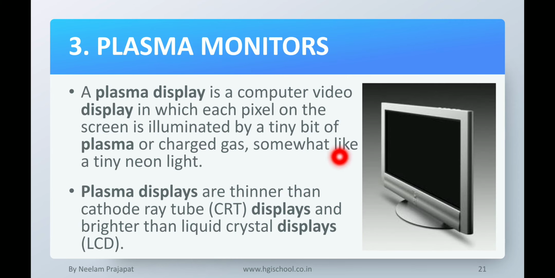Now plasma monitors. So a plasma display is a computer video display in which each pixel on the screen is illuminated by a tiny bit of plasma, or we can say charged gas, somewhat like a tiny neon light. So plasma displays are thinner than CRT and brighter than liquid crystal display, that means LCD.